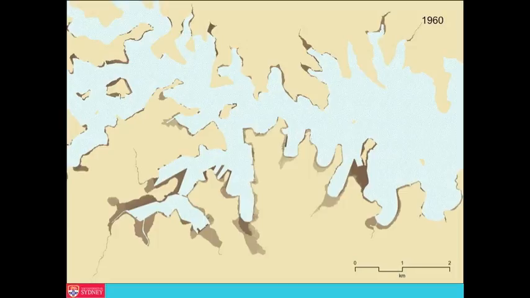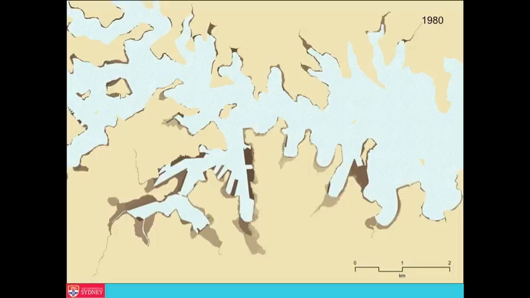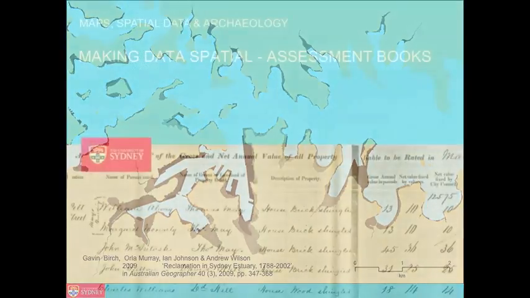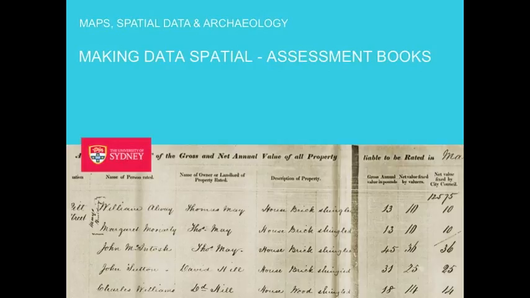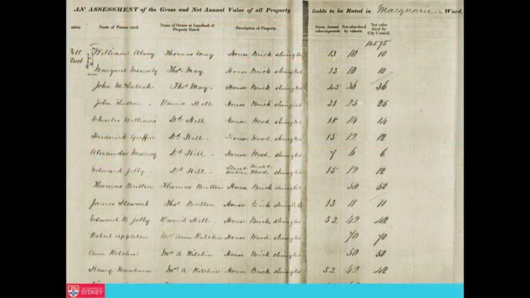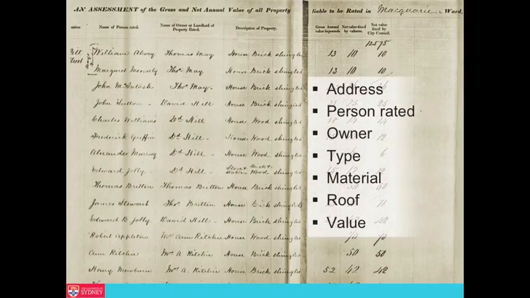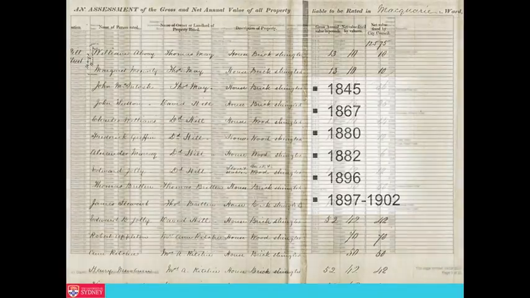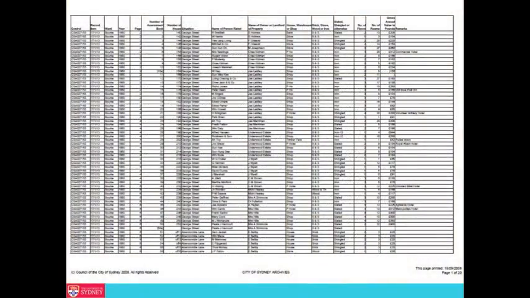And another thing we can do is to take existing data and make it spatial once we have an understanding of the historical space. And this is another document that many of you will be familiar with. This is the assessment books from Sydney City Council. They contain the address, the person rated, the owner, the type of building, the material, the roofing material, and the value. And they're available through time for a number of years. And they have recently been digitised by the spectacular team of volunteers at City Archives. And that makes it possible to take that information and plot it on a map.